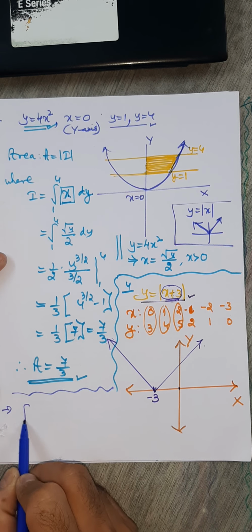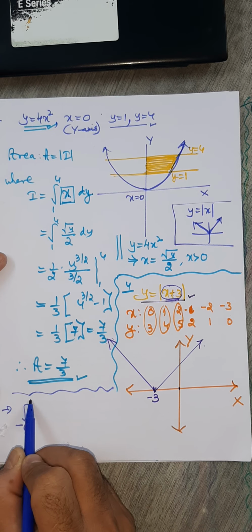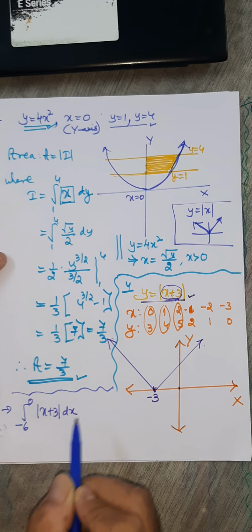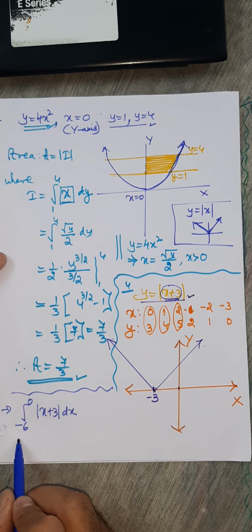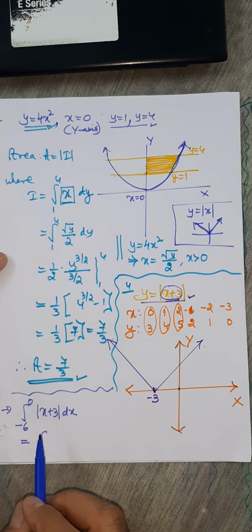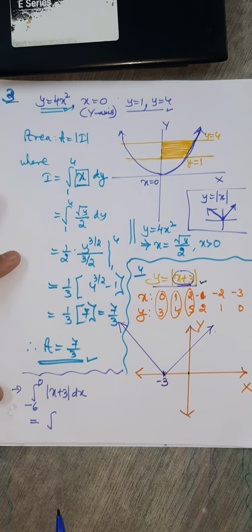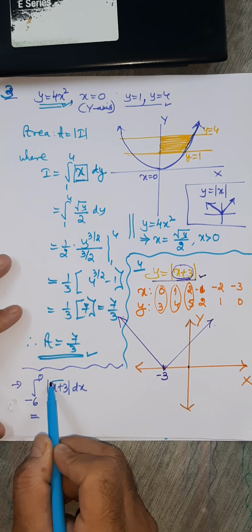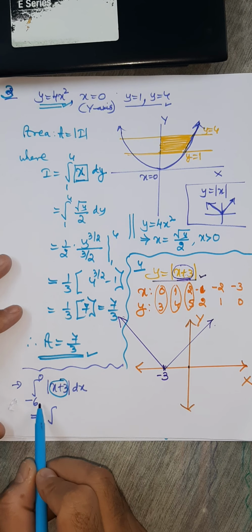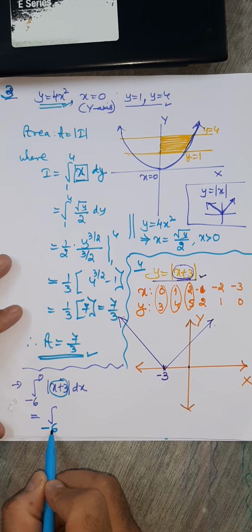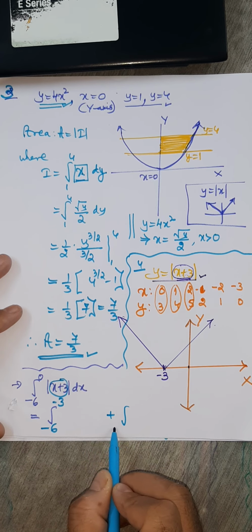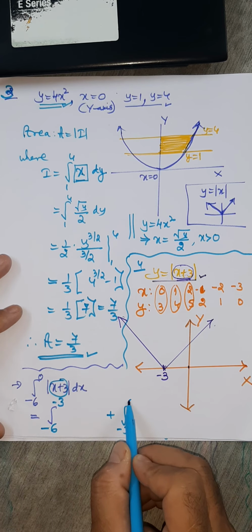Now such questions you did a number of times in definite integrals. I'm sure you can do it. If you are unable to do this, that means you are not clear with definite integrals. How will you do the modulus questions? You look at where the modulus becomes 0. The modulus becomes 0 at minus 3. So you will split this integral at minus 3. Minus 6 to minus 3 and minus 3 to 0.